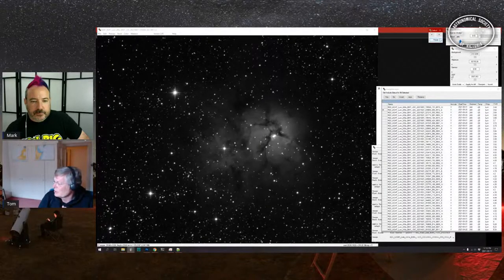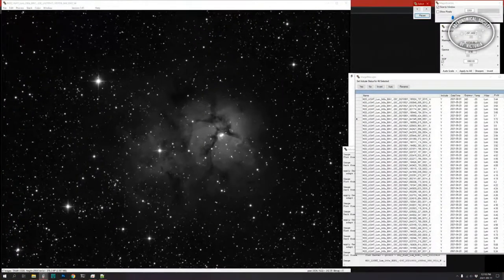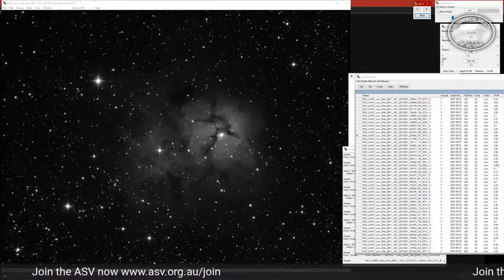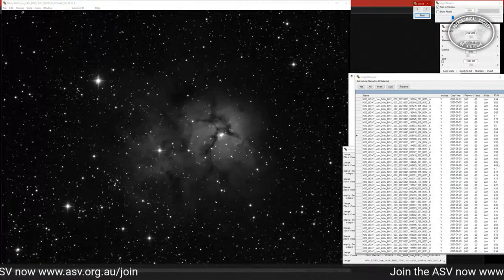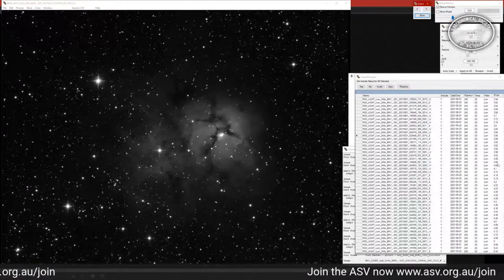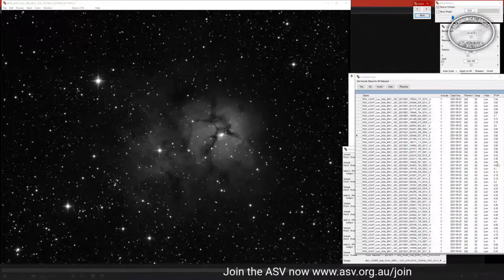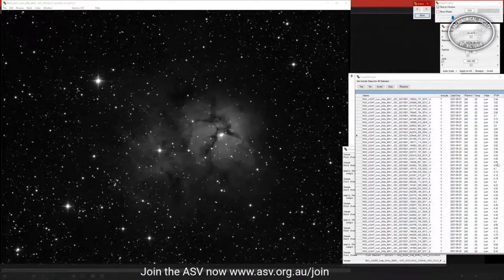in a sharper image. The other thing you might note is that the full-width half max at the end of that alignment process is actually the same as the unaligned images. So the sharpness of the individual subs is not affected by that alignment process.